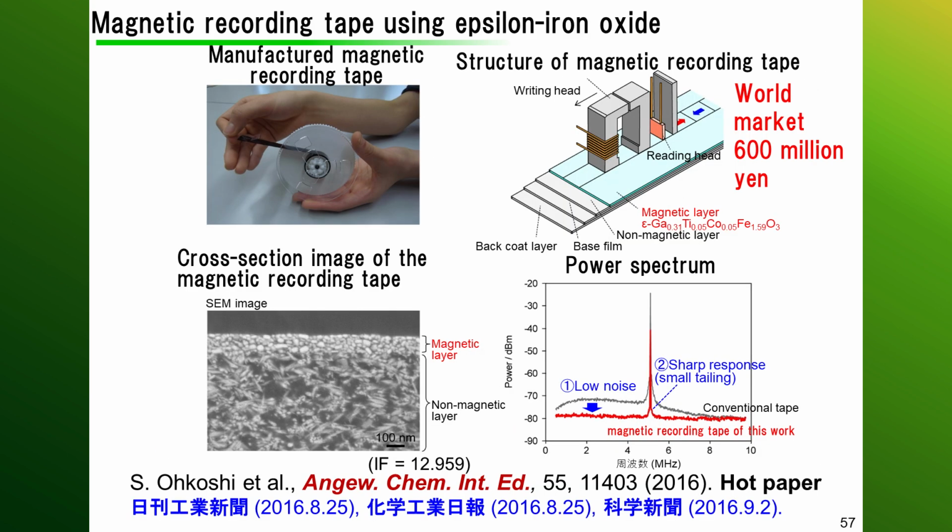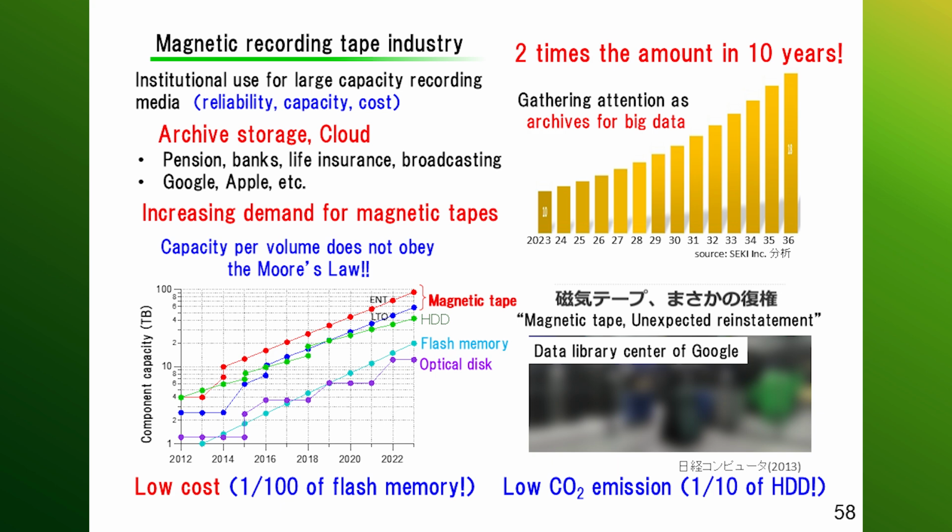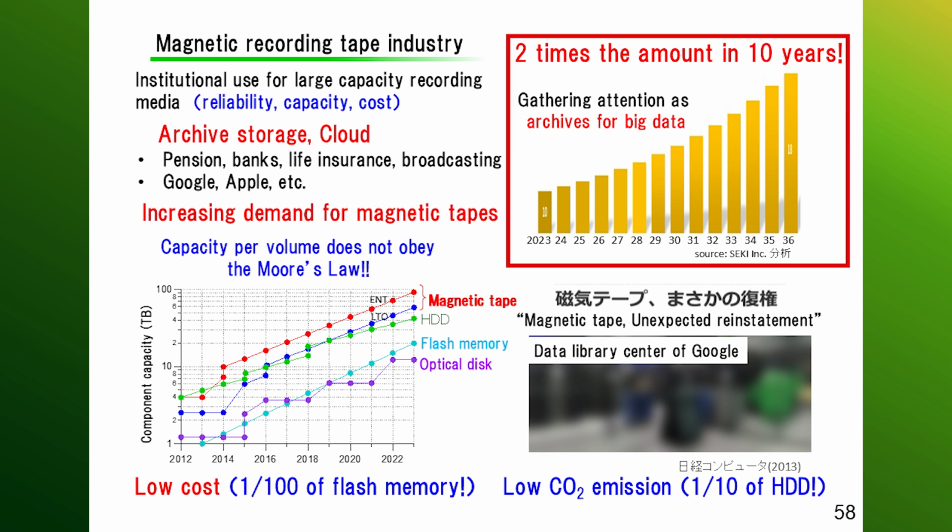One of the applications is this kind of magnetic recording tape material. We are making a prototype that could be used for such applications, although it is not limited to tapes. A storage device was designed as shown here. It provides a very sharp signal response, and this is what it looked like. This is a non-magnetic layer, and this is the recording layer. The magnetic tape, which you don't usually see as a recording medium, is attracting a lot of attention as an archival medium for big data.